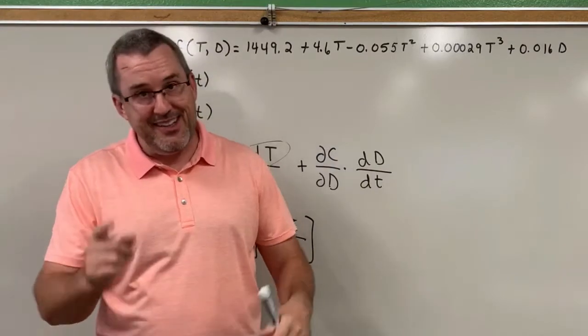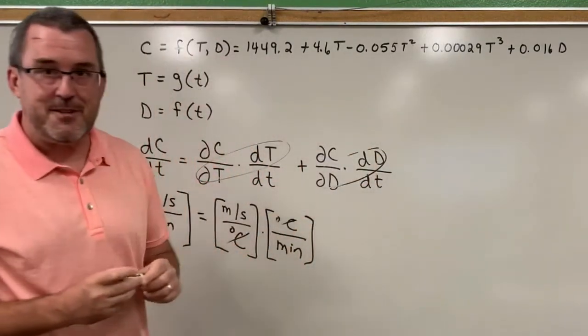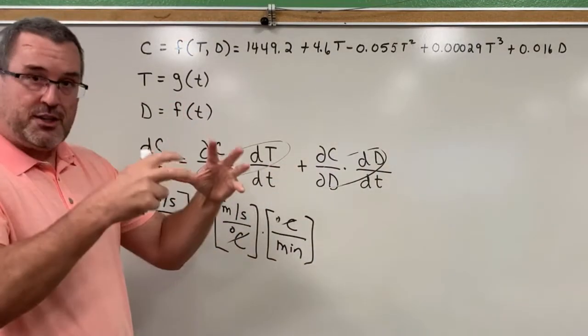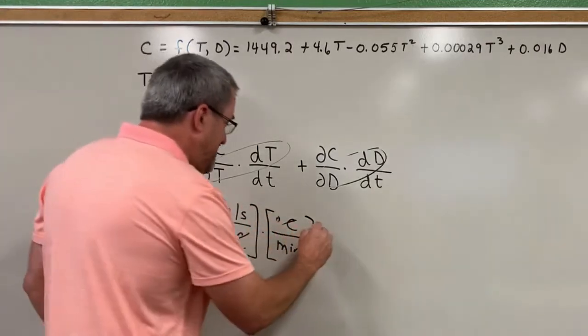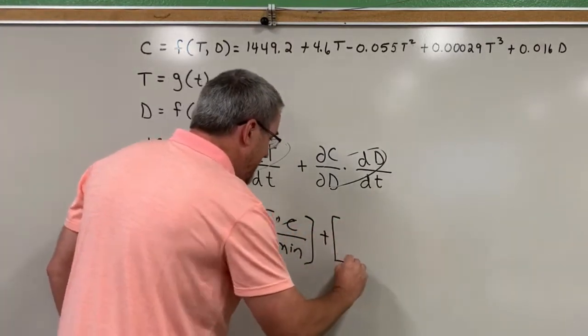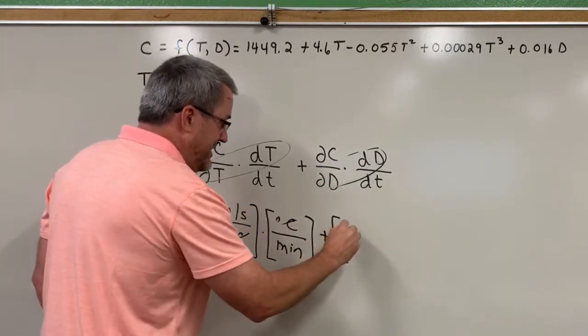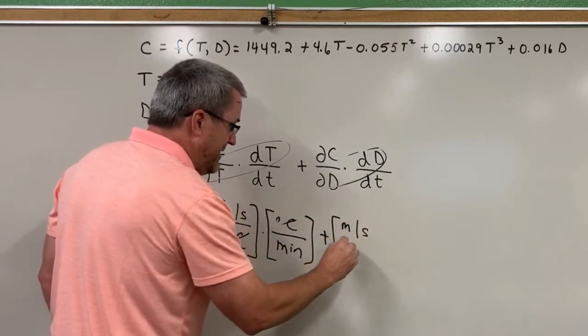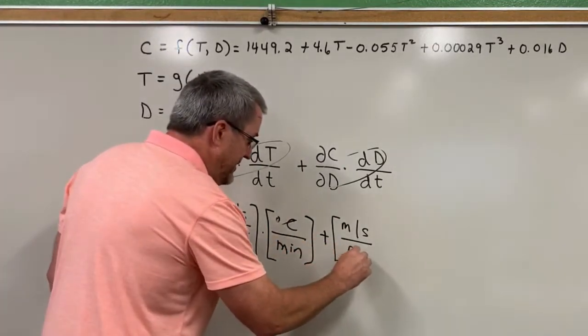As the temperature changes, the speed of sound changes. But in addition, as depth changes, the speed of sound changes. We want the total change, the total of dc/dt. So let's keep tracking the units to see if they continue to make sense. dc/dt. C is the speed of sound in meters per second. D was the depth. We were measuring depth in meters.